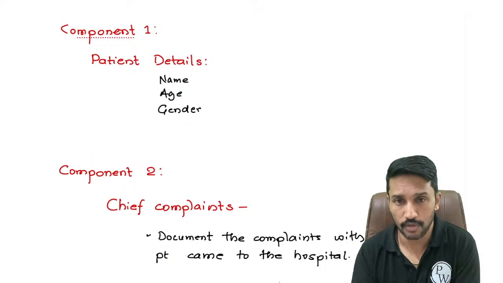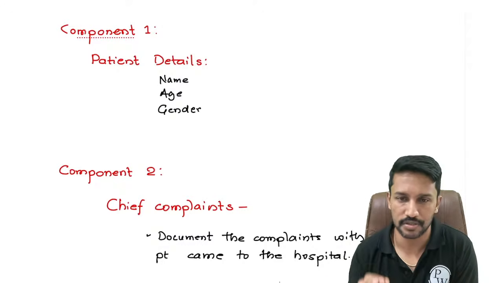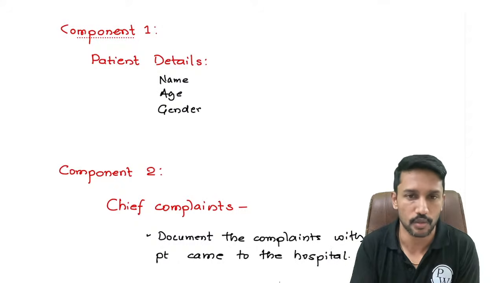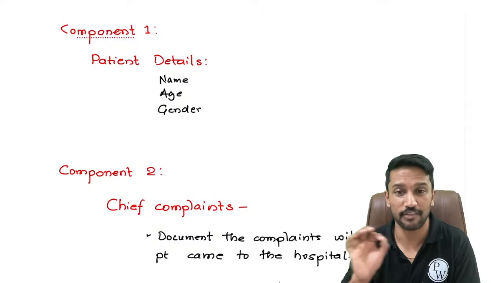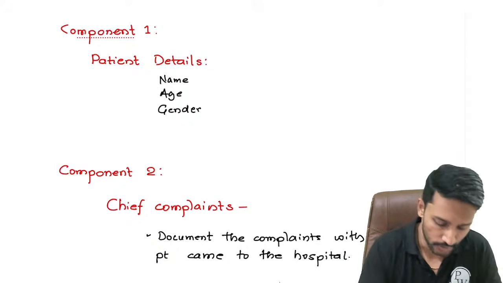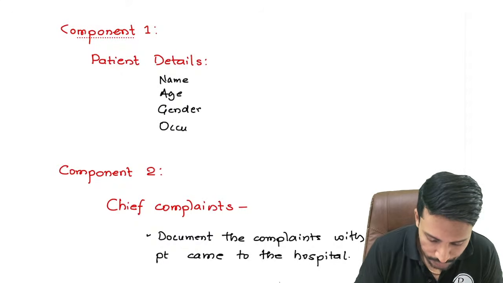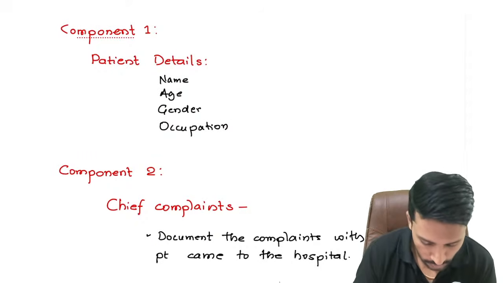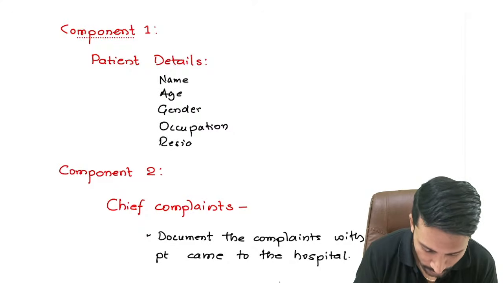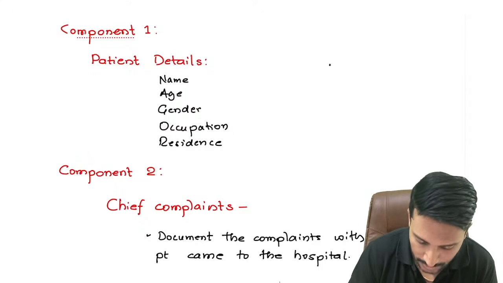The patient has an absolute right not to disclose their gender. If the patient is not willing to disclose the gender, write it down: the patient has refused to disclose the gender. After that, we have to document the patient's occupation. We will talk about the relevance of these points. Then the patient's occupation and residential address, and equally important, the patient identification number.